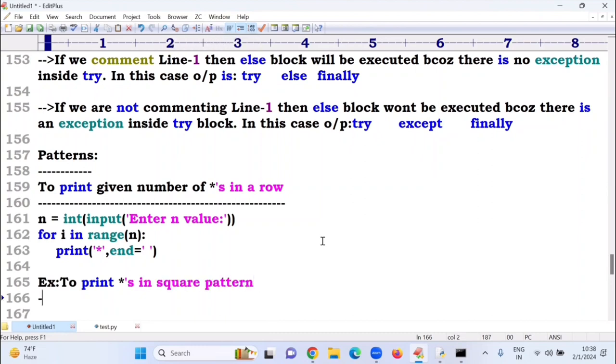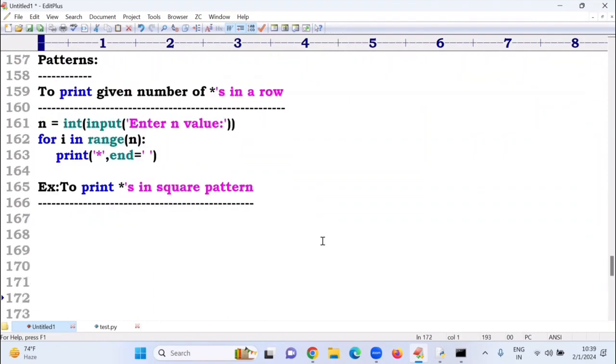Square pattern I can require. If I'm given n value 3, 3 stars with 3 rows, 2 stars with 2 rows, 5 stars with 5 rows. Those many number of rows, those many stars. My n is 3, assume that. So star, star, star, star, star, star, star, star, star. 3 rows with every row, 3 stars I can require.